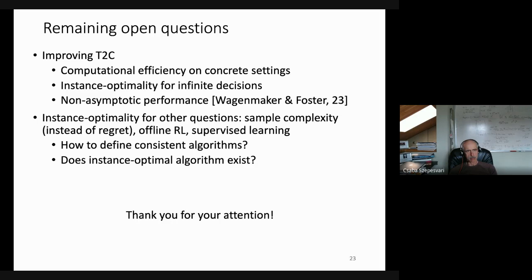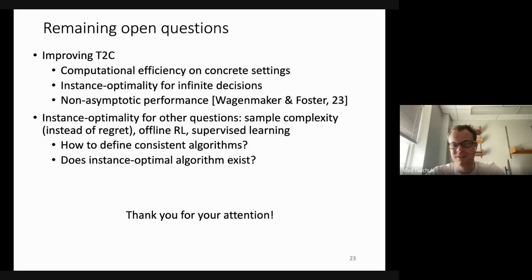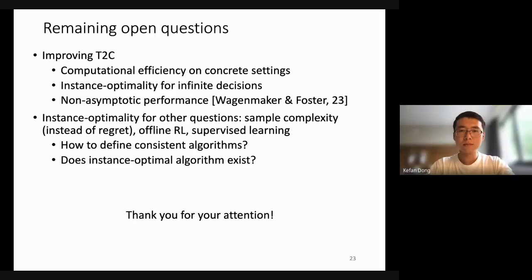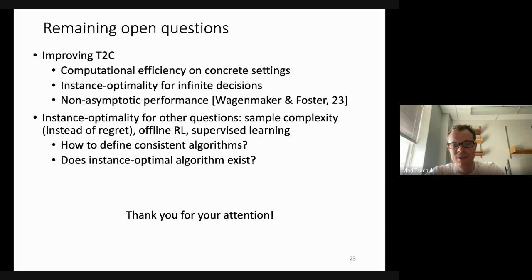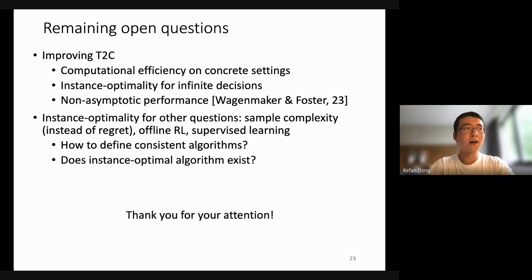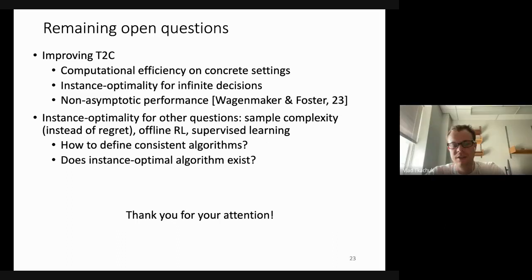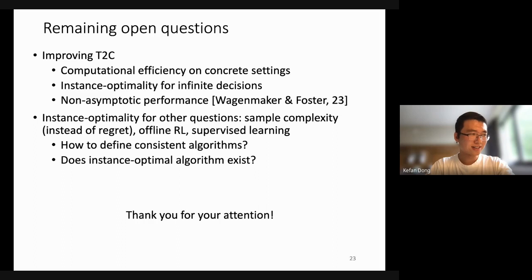So I have a question again about the non-asymptotic results by Andrew and Dylan there. Is there any advantage of this T2C algorithm over theirs? Does it obtain any better results than theirs? Because from what I understood, you were saying that theirs has the same leading order term and just better lower order terms. So is that one strictly better than yours? Yes, in terms of the result, yes.